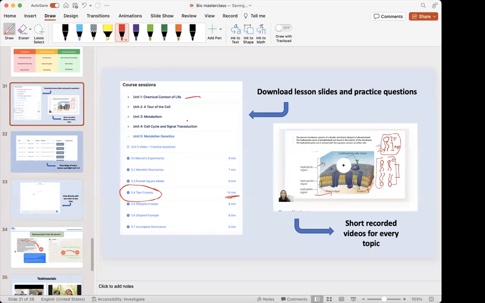So if you were to click the drop-down menu for Unit 1, you'd have every subsection of Unit 1 with a video and a note attached. And then there are also videos by me. So just make sure that there's consistency in the teaching as well.